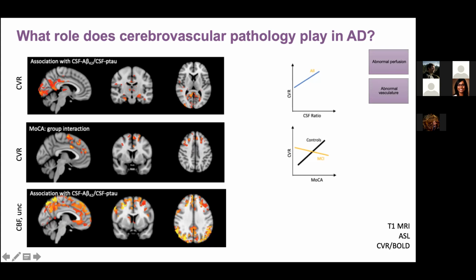We can see that that is also related to cognition. Lower MoCA scores in controls were related to lower CVR. In MCI, there was no correlation. So this mechanism of connecting physiology to cognition is just completely lost.